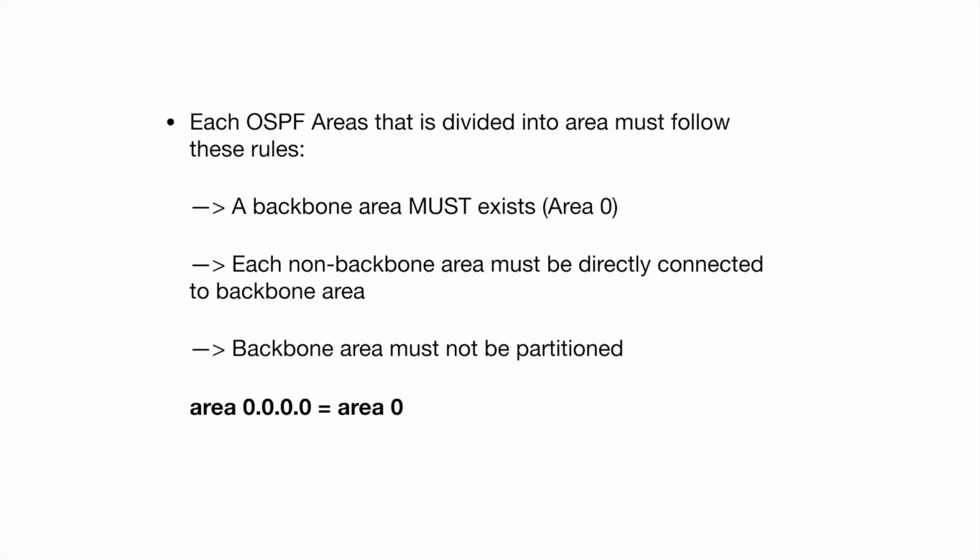An area can be written simply as an integer: area 1, area 2, area 3, and so on. Or it can be written as an IP address as well. It means the same. If you see area 0.0.0.0, that basically means area 0. So either decimal format or IP address format is fine.